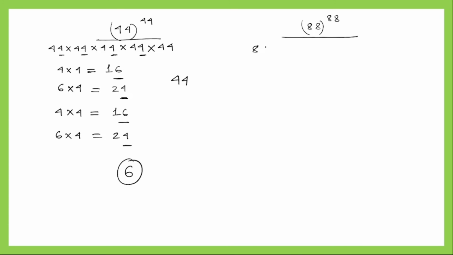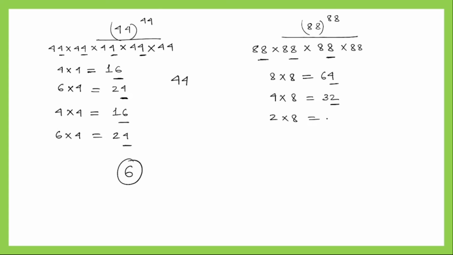Now 88: when the first two 88s are multiplied, if we consider only the digits at units place, 8 multiplied by 8 is 64. Fine. Now we take the digit at units place, so 4, and if we multiply by the third 88, we take 8, so it will be 32. So this time it will be 2. Now we take 2, and if we multiply by another 88, this time it will be 16. So 6. Fine. Till now we have not noticed any pattern.